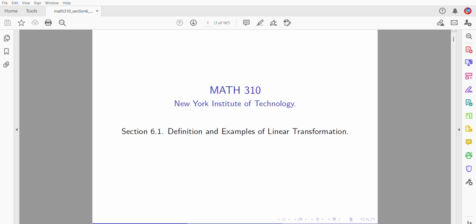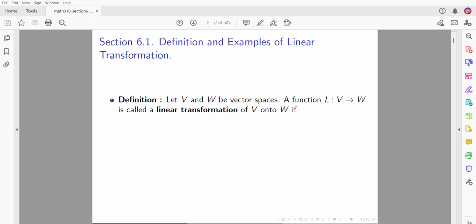Welcome back. Section 6.1: Definition and examples of linear transformation. Definition. Let V and W be vector spaces. A function L from V to W is called a linear transformation of V onto W if L of u plus v is L of u plus L of v for every pair of vectors u, v from V. This means L respects addition. It takes addition of vectors and gives you addition of their images.